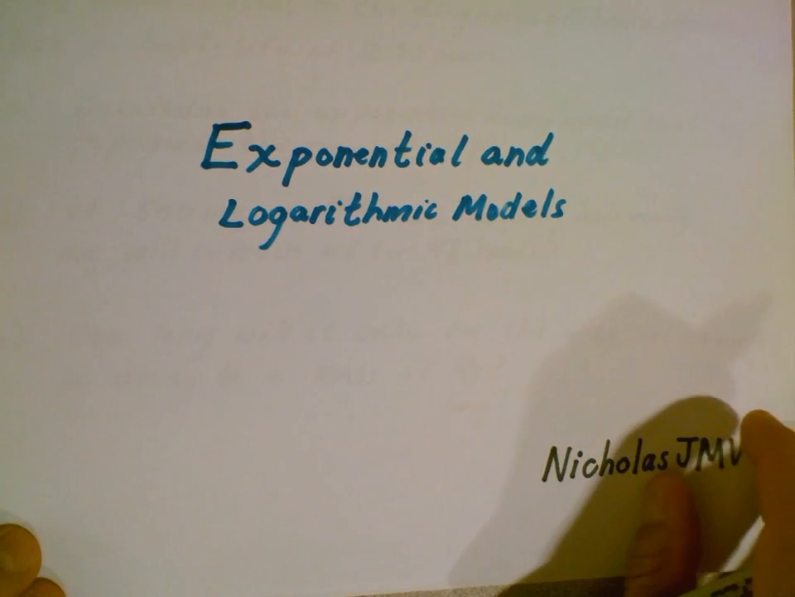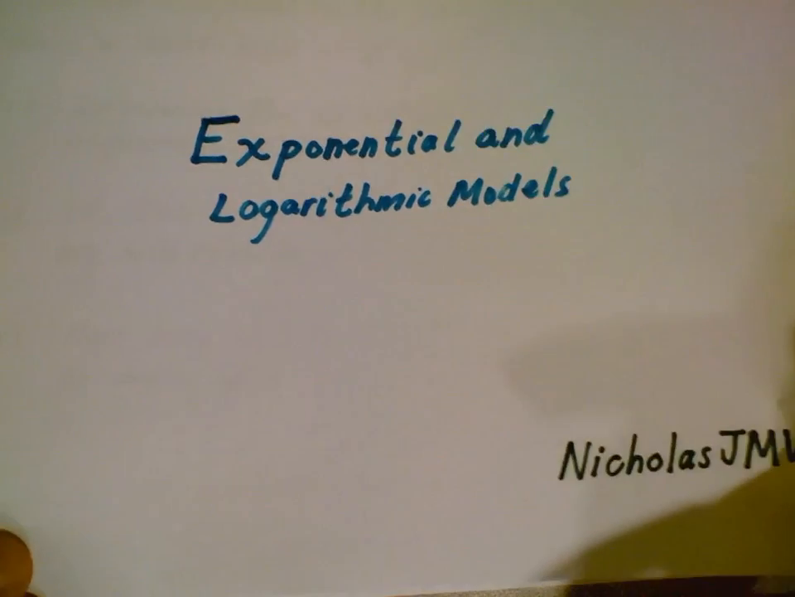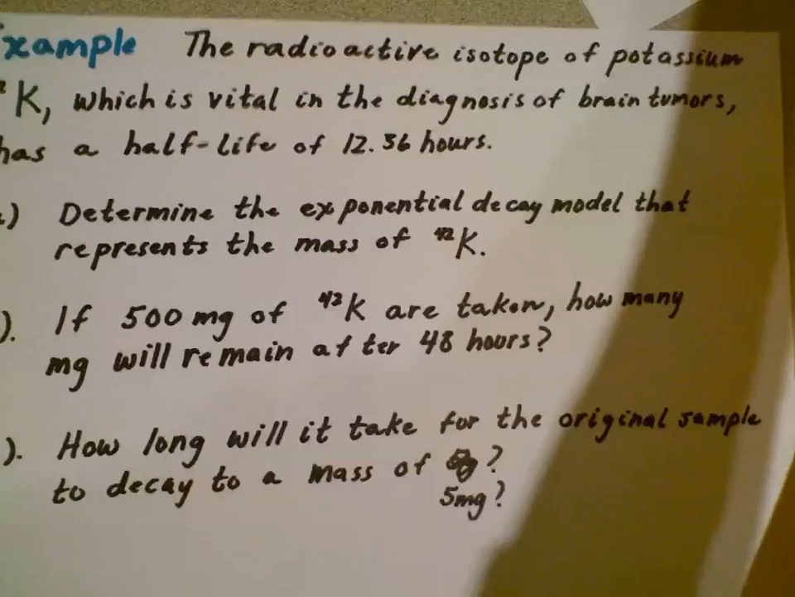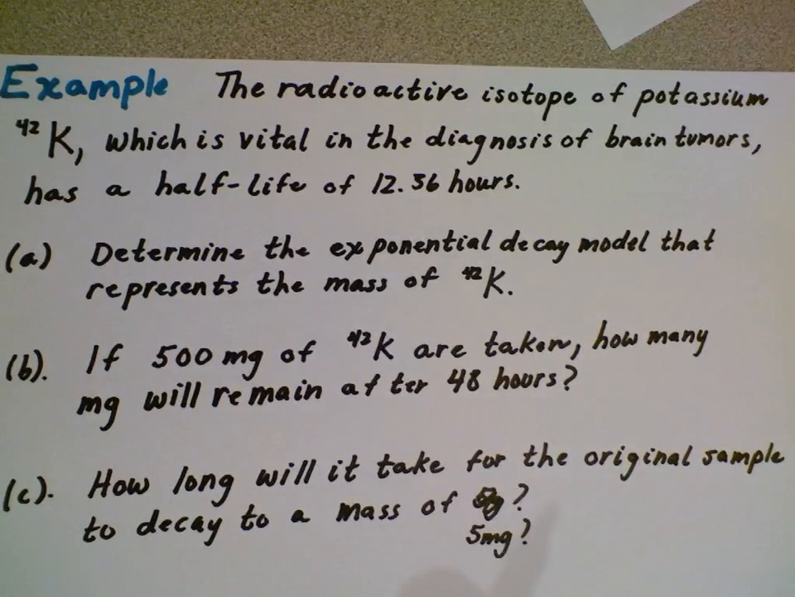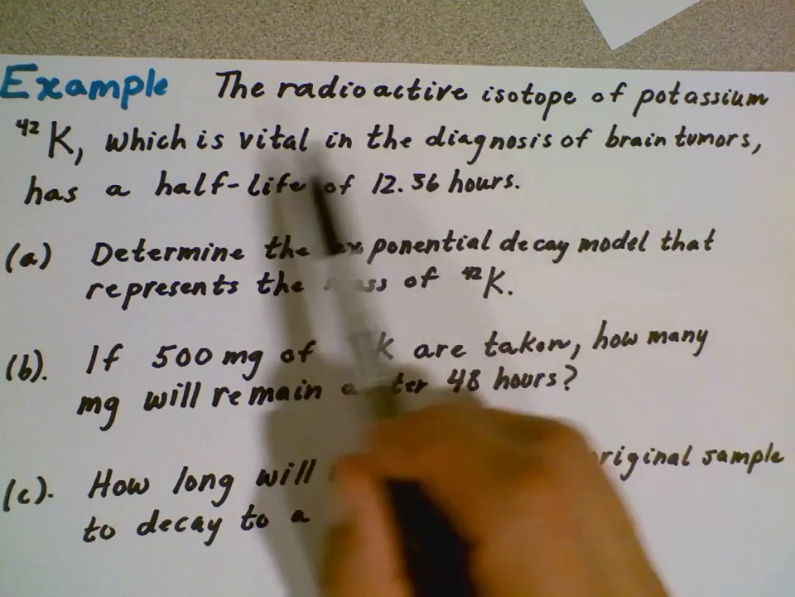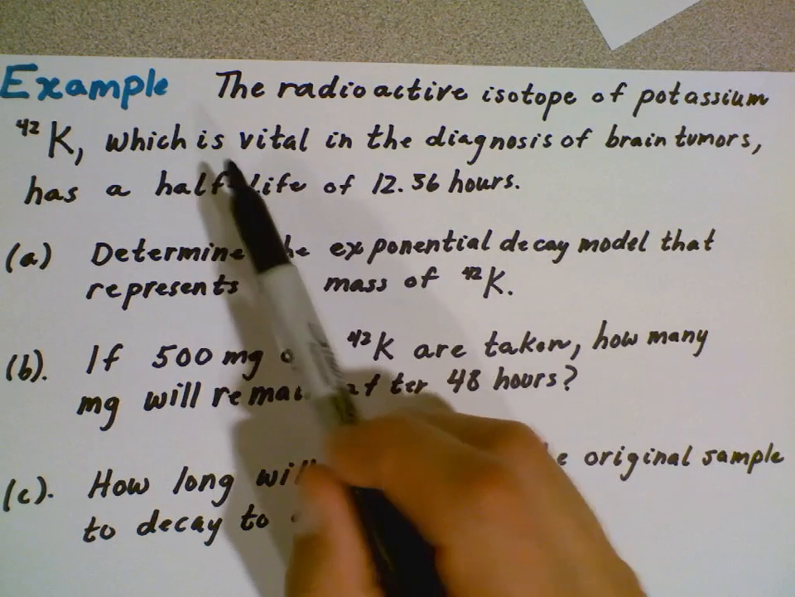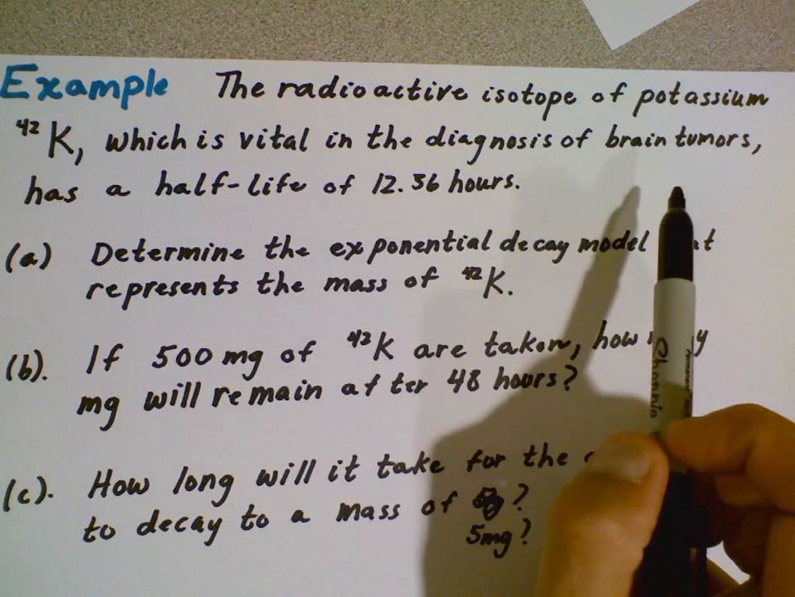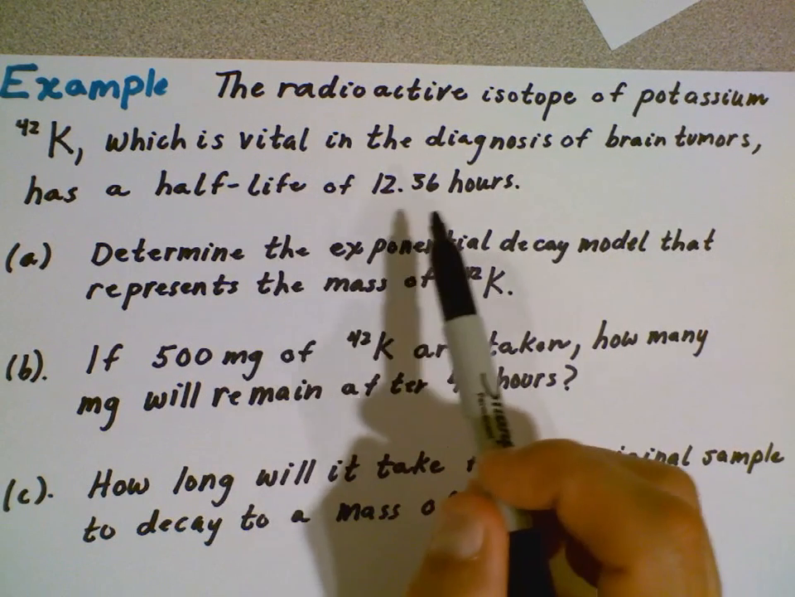This is Mr. Bennett, and we're going to be looking at one example today relating to radioactive decay. It's a big example here. We did this in a previous video. The radioactive isotope of potassium 42 is vital to the diagnosis of brain tumors. It has a half-life of 12.36 hours.